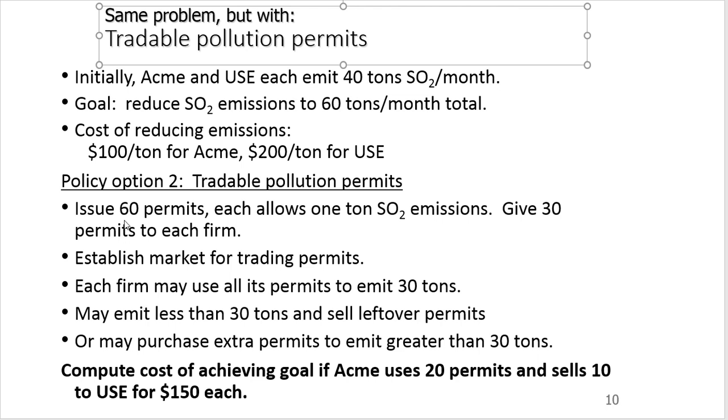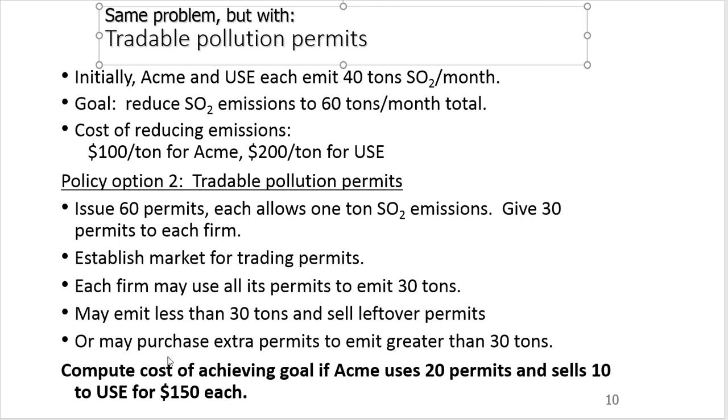Okay, so in this policy option, when you have tradable pollution permits, the government decides to issue 60 permits. So each allows 1 ton of SO2 emissions. Okay, so we have 60 permits. That means in total, as the goal is, 60 tons can be the maximum possible pollution. Okay, and then they decide to give 30 permits to each firm. So a market for trading permits has been established, and each firm may use all of its permits to emit 30 tons, or may emit less than 30 tons and sell leftover permits.